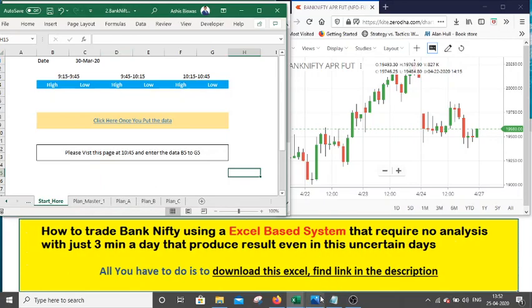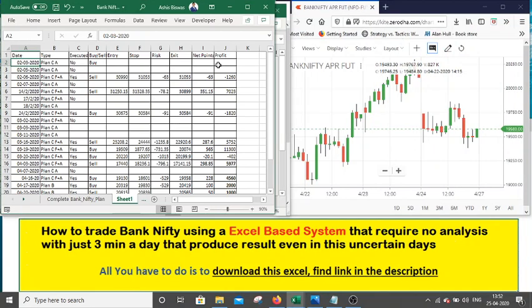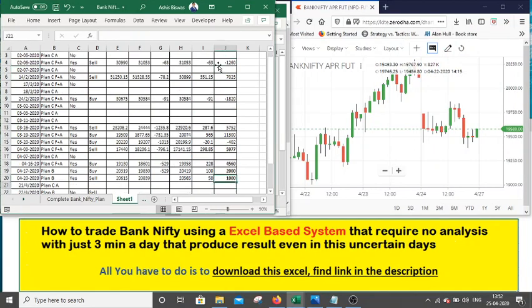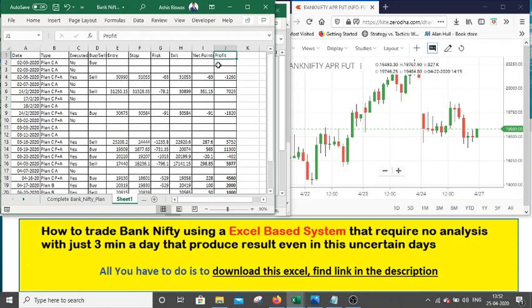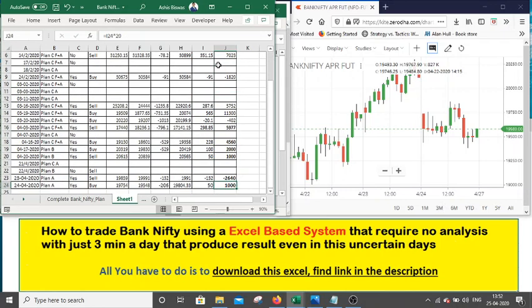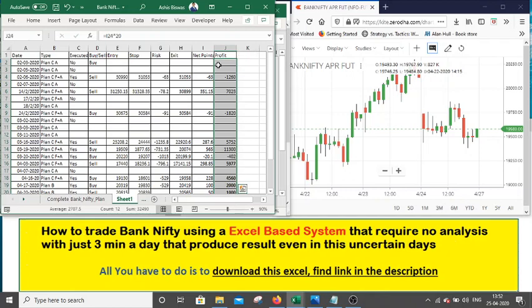I also show you the detailed track sheet from February, and I kept this track sheet bold. The bold area is for this month only, and overall you will find the track sheet here, where you can see that almost around 32,490 was the profit since February using this Excel sheet.